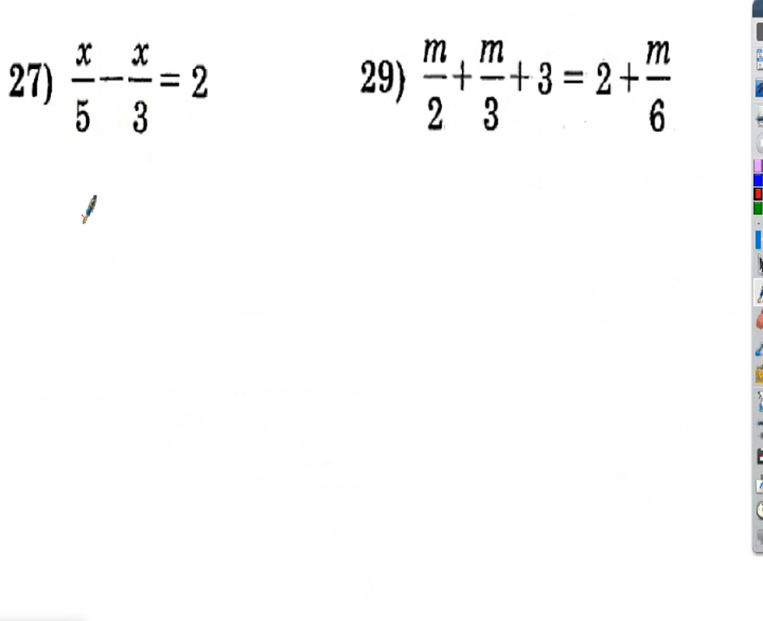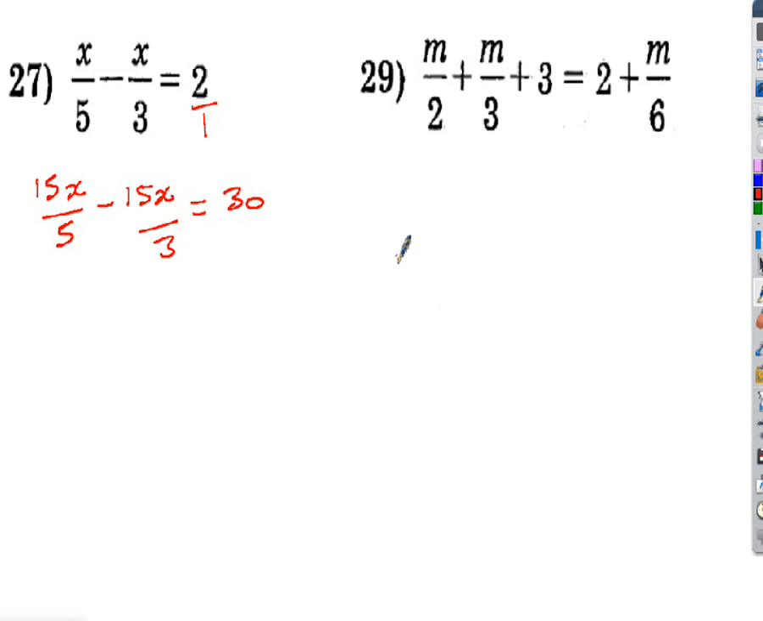So question 27, we're given x upon 5 minus x upon 3 is equal to 2. You can think of that as 2 upon 1 if that helps you. What I think I would do here is multiply throughout by 15, because 5 divides completely into 15 and 3 divides into 15. So multiplying both terms by 15, I will get 15x divided by 5 minus 15x divided by 3 is equal to 30 on the right hand side.